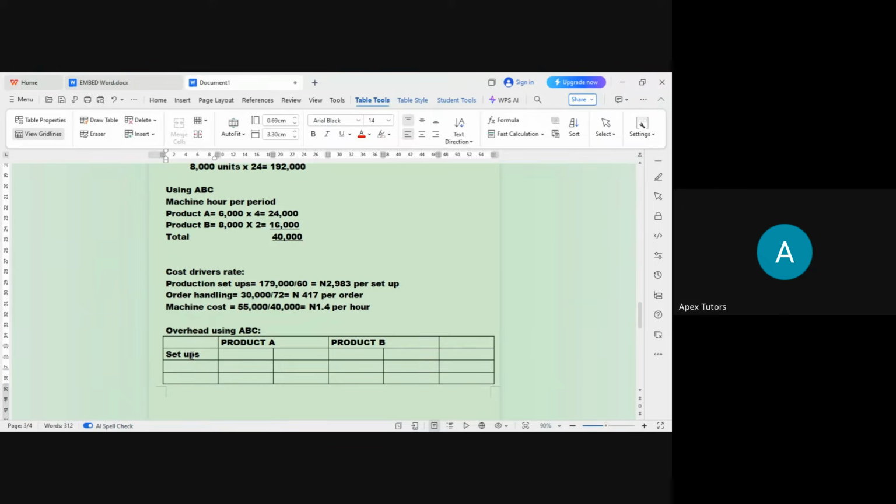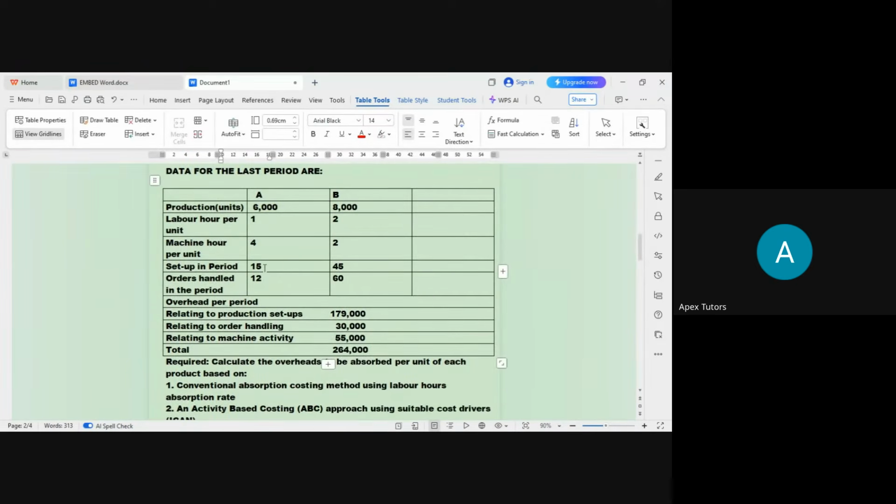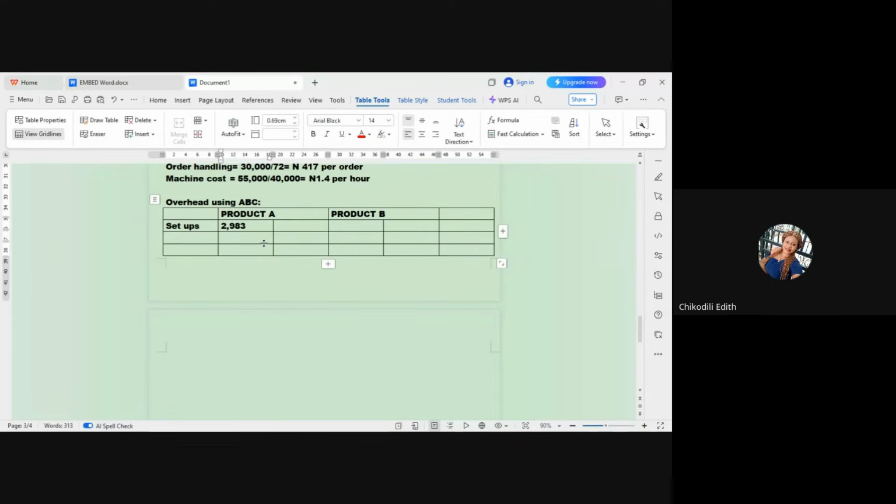How much are we paying per setup? It's 2,983. How many setups do we have for product A? Check it. 15. Multiply this by 15. The results will be what? 44,745.